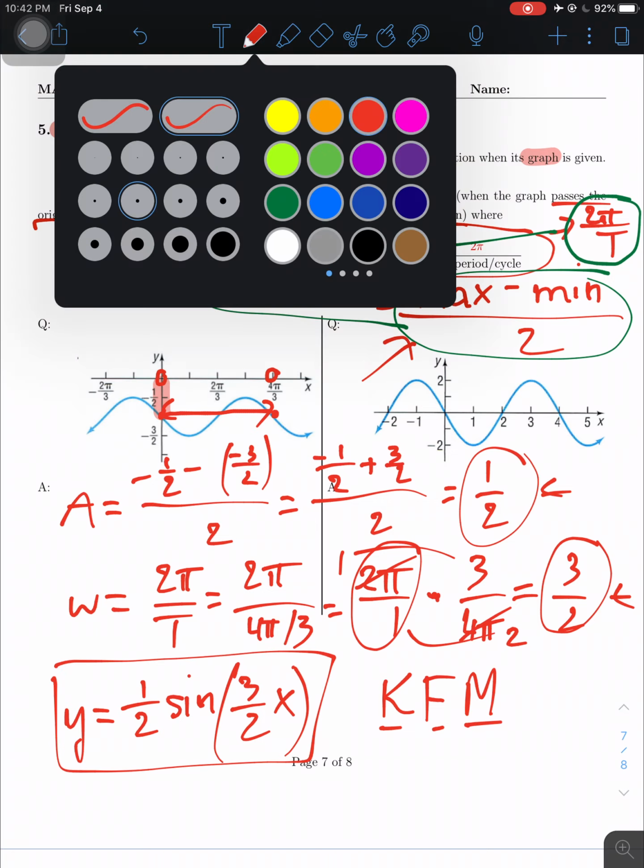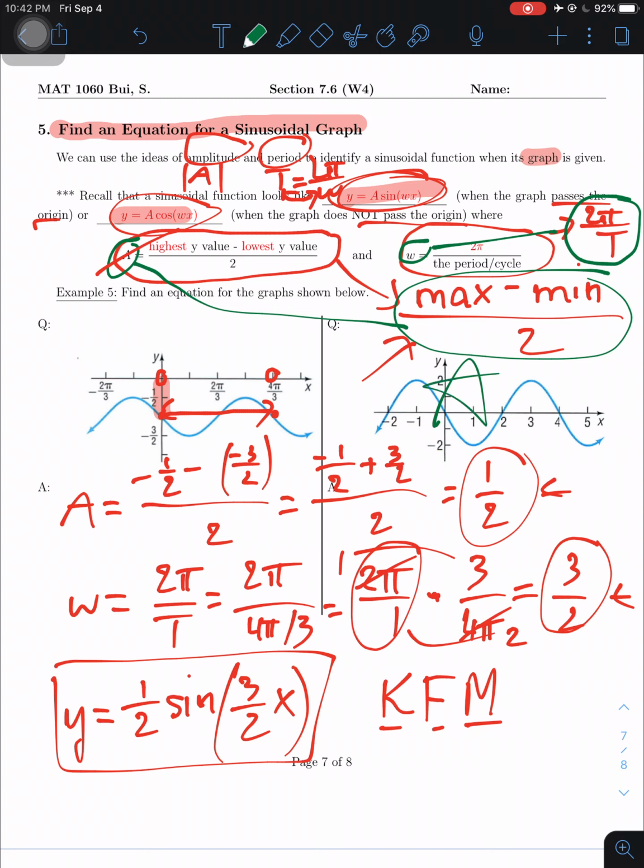Okay, so then this is for your part. You're going to have this graph in here, and just a heads up, because it's literally passing through the origin, this one is also a sine graph, so you have to base it on this formula right here.